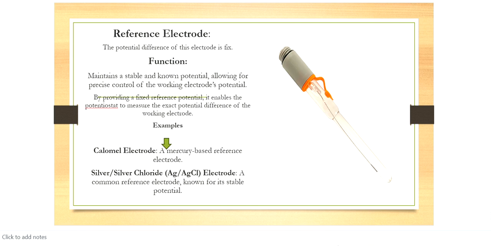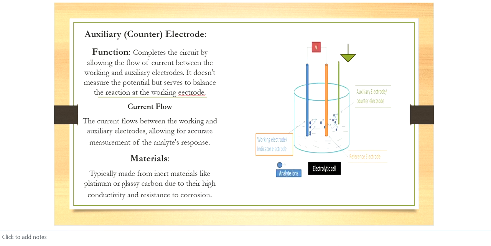And the last one is the auxiliary electrode. The main function of this auxiliary electrode is to complete the circuit by allowing the flow of current between the working electrode and the auxiliary electrode. It does not measure the potential but serves to balance the reaction at the working electrode. How will the current flow, and between which electrodes will the current start to flow? The current will flow between the working electrode and auxiliary electrode, allowing the accurate measurement of analyte response.